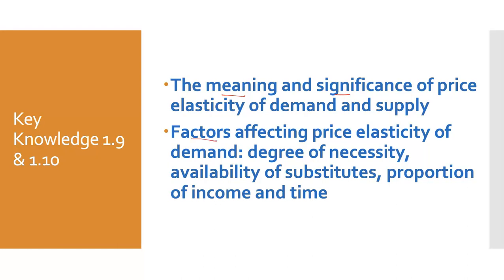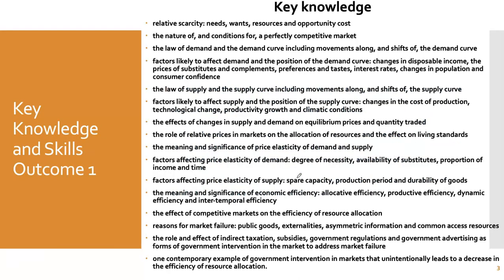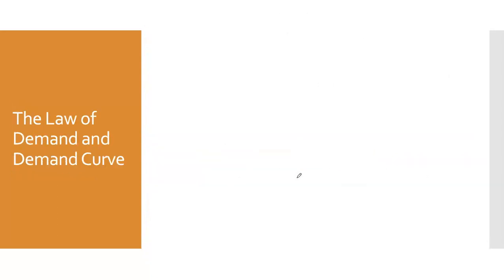We will then delve into the factors that affect the price elasticity of demand, in particular the ones from the study design: degree of necessity, availability of substitutes, proportion of income, and time. These are, as we mentioned in Unit 3 Outcome 1, the key knowledge points 9 and 10. So we'll make the assumption that you have understood the previous 8, which all have videos on those. So this is all about demand.